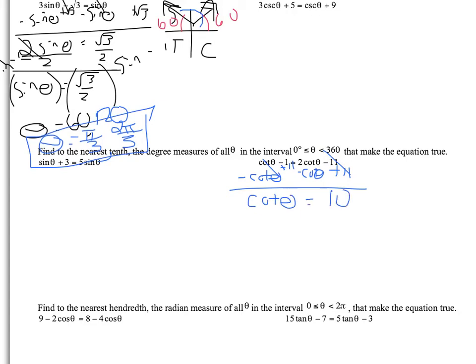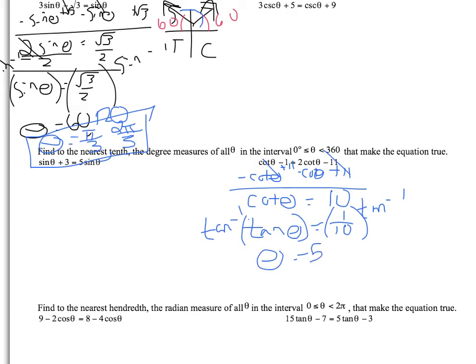You don't have an inverse cotangent button. So what you have to do instead is take the reciprocal. The reciprocal of cotangent is tangent. The reciprocal of 10 is 1/10. And then you take the inverse of both sides. So inverse tan of 1/10 in your calculator. And it's going to give you about 5.7. It's not a whole number, but that's okay. It said round to the nearest tenth.